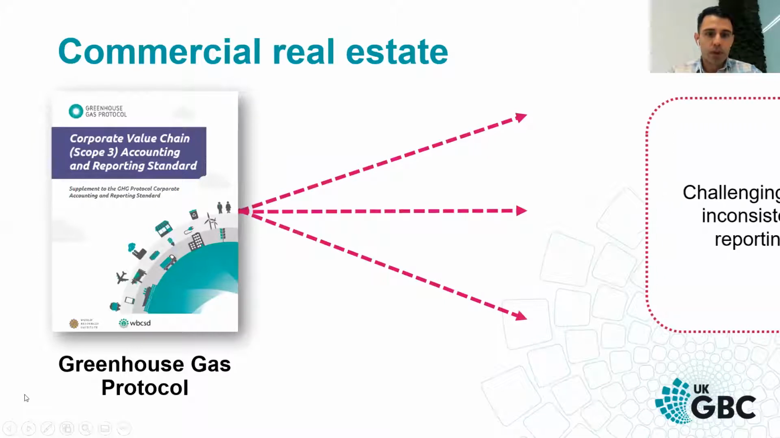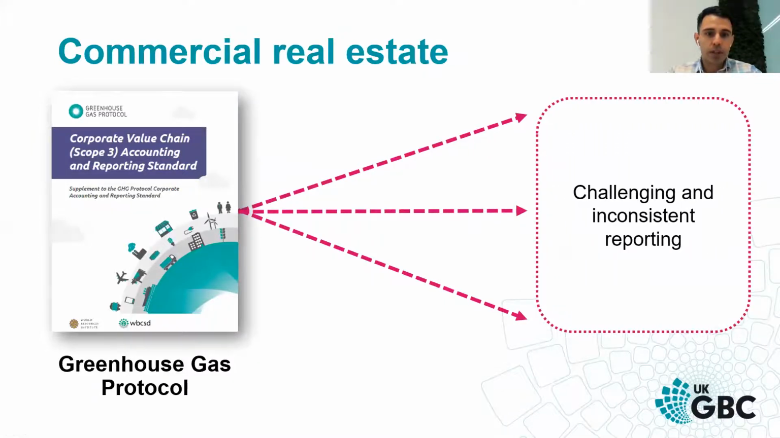So we've already heard about the Greenhouse Gas Protocol being the source of information for calculating Scope 3 emissions. And Olwen really helpfully pulled up that graphic, which sets out the 15 categories.